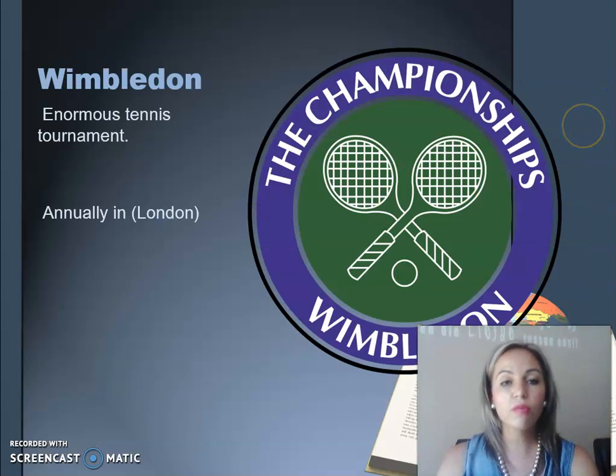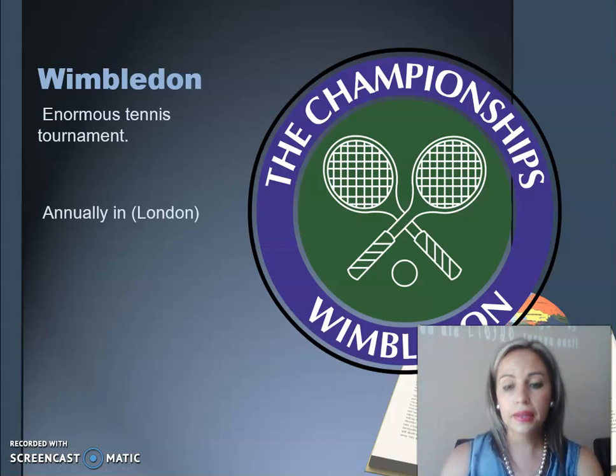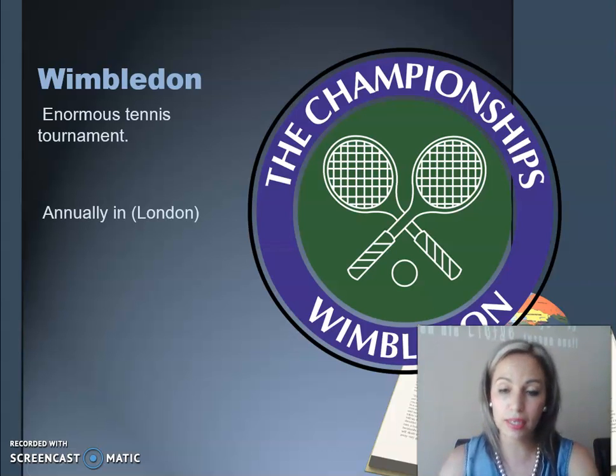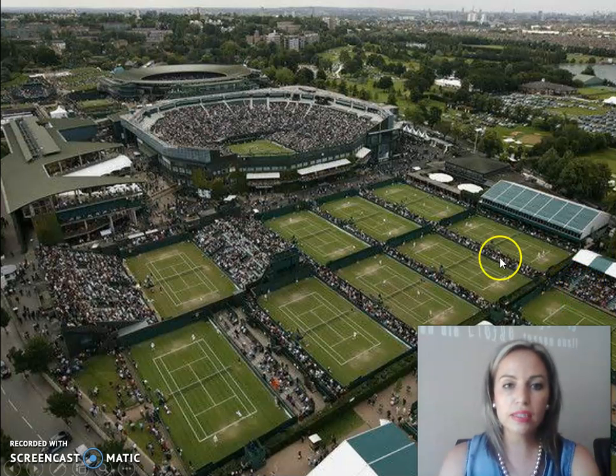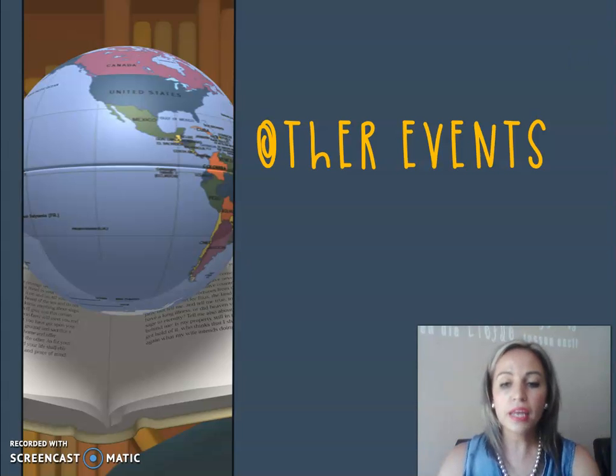And then we have the Wimbledon. You can see their logo here. It is a tennis tournament that's held annually in London. The reason why its name is Wimbledon is because it takes place in Wimbledon in London. Here you can see all of these spectators having a great time at these tennis courts, watching our international sports stars play their tennis games. Then we continue to our other events.